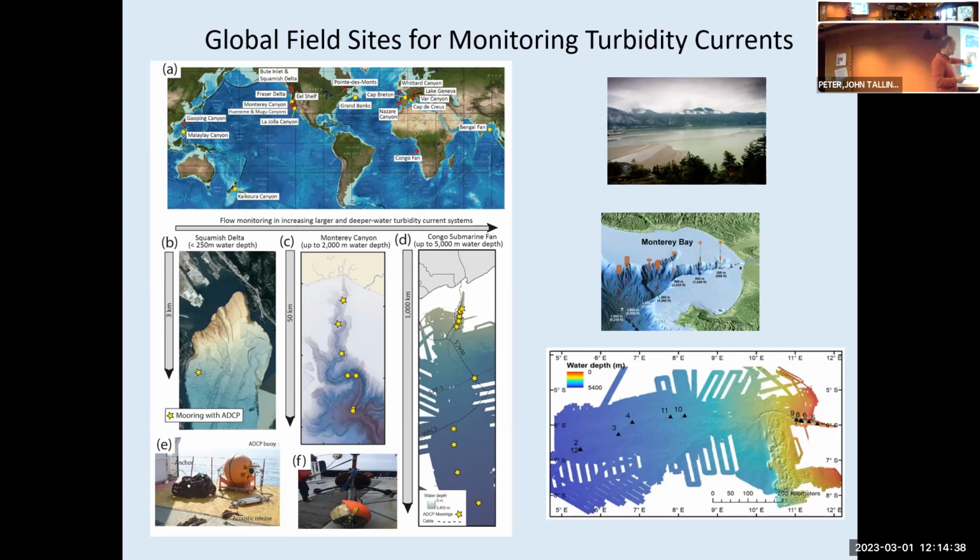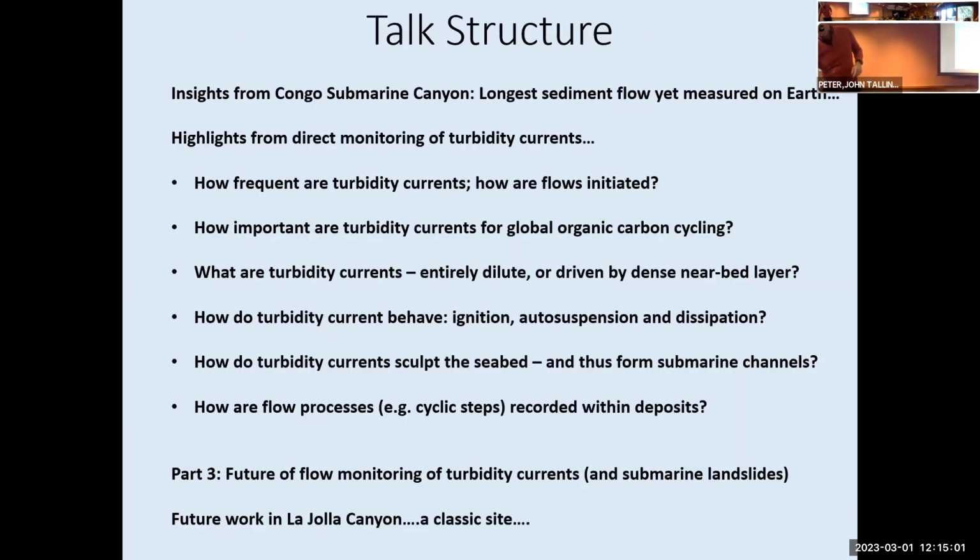So this is the delta in Squamish in Canada, just north of Vancouver. That's about 1 kilometre. This is Monterey Canyon, where we did a project with Charlie Paull at MBARI. That's about 50 kilometres. And then I'll start with the Congo system. That's about 1,000 kilometres. That's a bit more expensive than the others. So I'll start with the Congo system and the most recent study that's only just published, of this 1,000-kilometre flow.